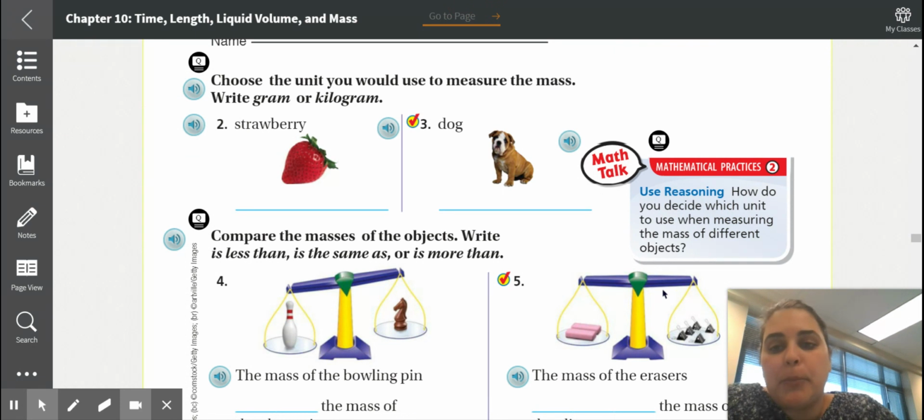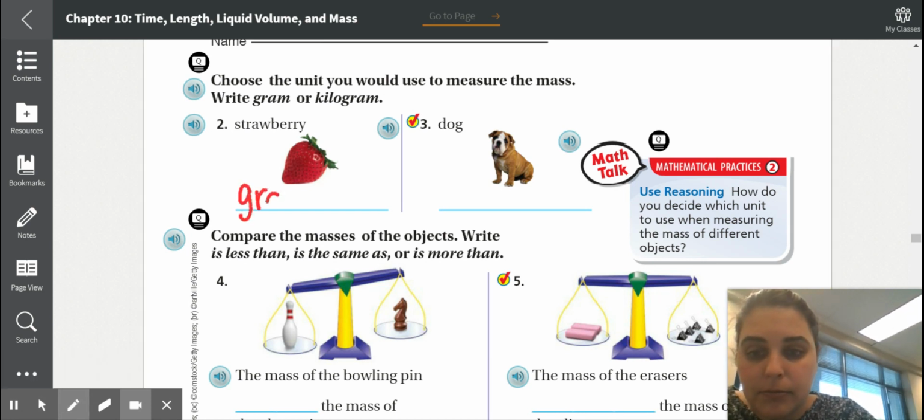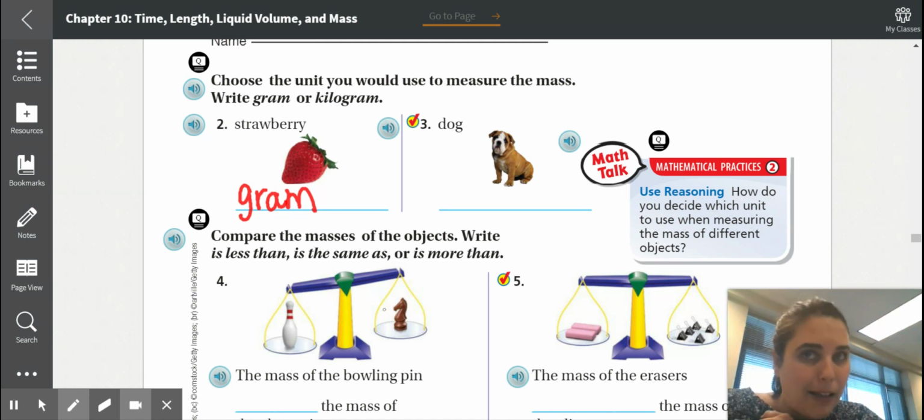Okay, number 2 and 3. Choose the unit you would use to measure the mass. Write gram or kilogram. Okay, so a strawberry. If we wanted to measure the mass of a strawberry, do you think we would use grams or kilograms? If you're thinking gram, you're correct. Looking at this pan balance, we could easily put a strawberry on this scale and measure it using grams. Could we put a dog on this scale? Would it make sense to put a dog on a pan balance? No. So we would want to use kilograms.